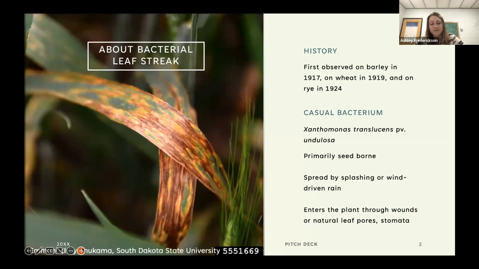So bacterial leaf streak is an important disease. It was first observed on barley in 1917, on wheat in 1919, and on rye in 1924. It's been reported to reduce yields up to about 40%, but most reports are around 10%. The causal bacterium is Xanthomonas translucens pathovar undulosa, and it's primarily seed-borne. It's spread by splashing or wind-driven rain, and it enters the plant through wounds or natural leaf pores called the stomata.